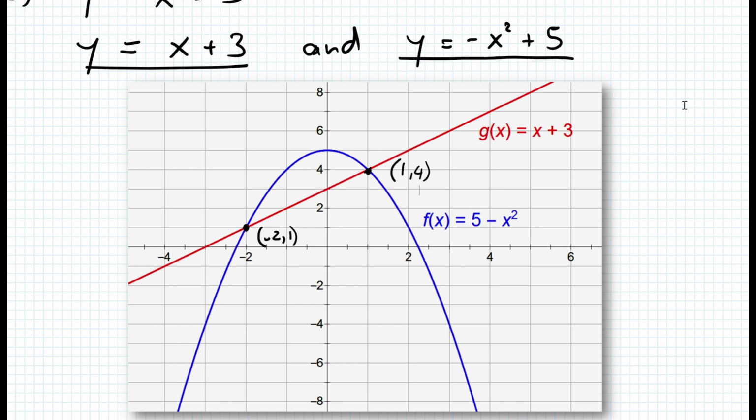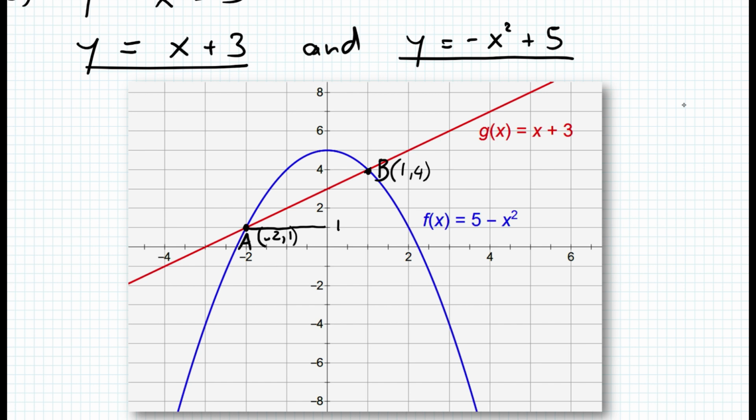So let's think about what has to be true at one of the points. For example, let's call this point A, and let's call this point B. What must be true at point B? Well, at point B, or at point A, one of the points, in this particular case, point A, the y value is the same. They both share the same y value of 1.